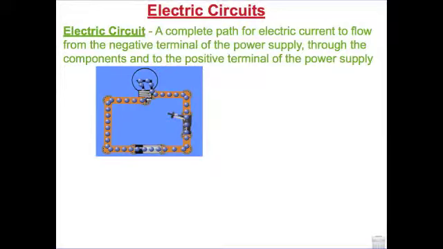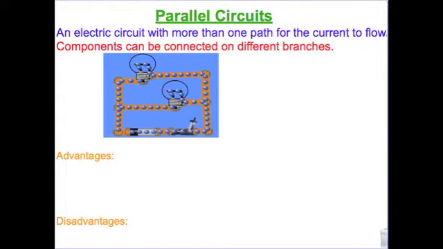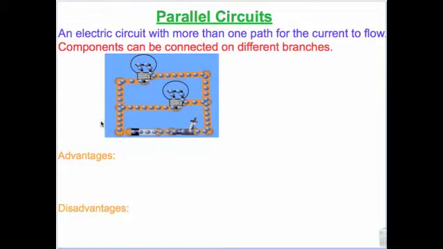An electric circuit is a complete path for current to flow from the negative terminal of the power supply through the components and back to the positive terminal of the power supply. One type of circuit is called a parallel circuit. This is an electric circuit with more than one path for the current to flow.